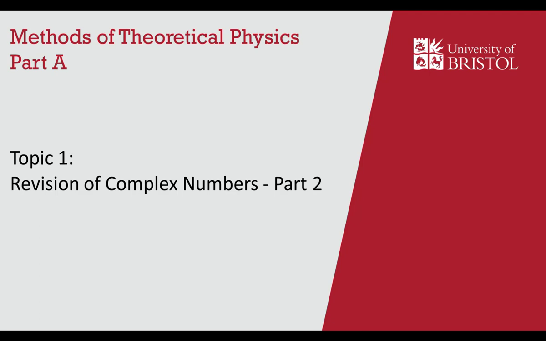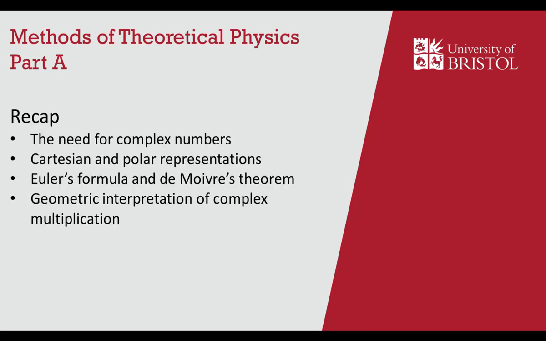In this second video, we're going to look at a few examples of complex functions and also study the triangle inequality. As a recap of the previous video, we looked at the need for complex numbers as required for the fundamental theorem of algebra. We looked at the Cartesian and polar representations of complex numbers. We studied Euler's formula, a very important formula in maths, and de Moivre's theorem, and how to use those to manipulate trigonometric functions. We also looked at a geometric interpretation of complex multiplication, namely scaling and rotation in the complex plane.